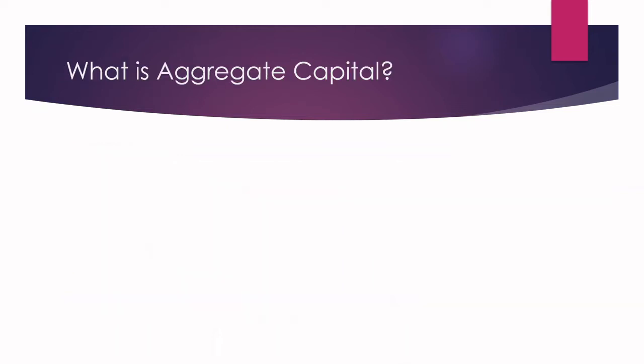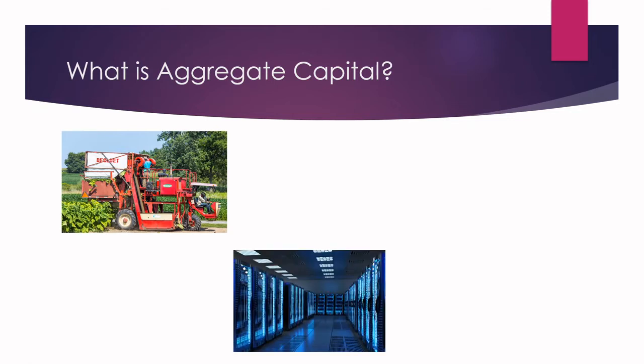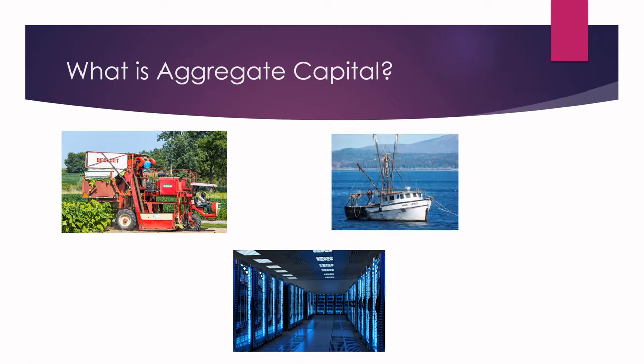All right, so let's start with the variables. Aggregate capital, aggregate labor, aggregate output. What in the world does this mean? So first of all, let's examine in the real world, what is capital? Well, a machine that picks tobacco leaves, right? A cloud computing data center, that's capital. A fishing boat. Okay, how do you aggregate those? How do you add them all up? That seems almost nonsensical, right?